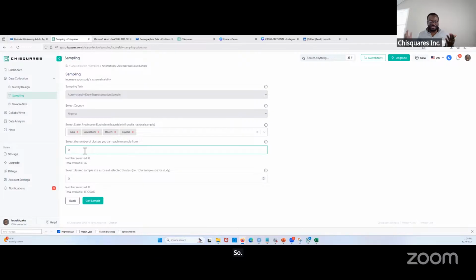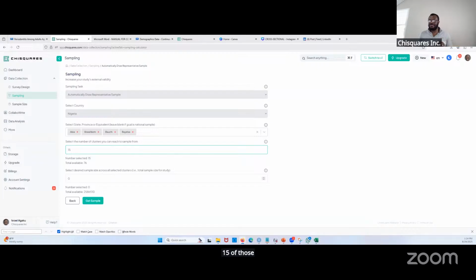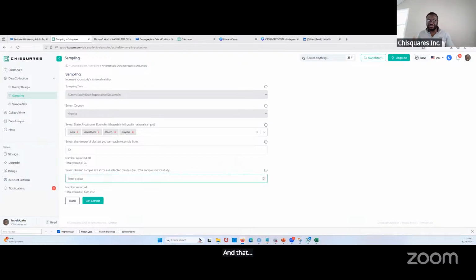So let's say in your design, you said, okay, I only have resources to go to, let's say, 15 of those, or maybe even 10. Going to 10 local governments can become quite intensive. So you say, well, I'm going to go to 10 local government areas or clusters, and my sample size is, let's say, 1,500 students. And you click on Get Sample.